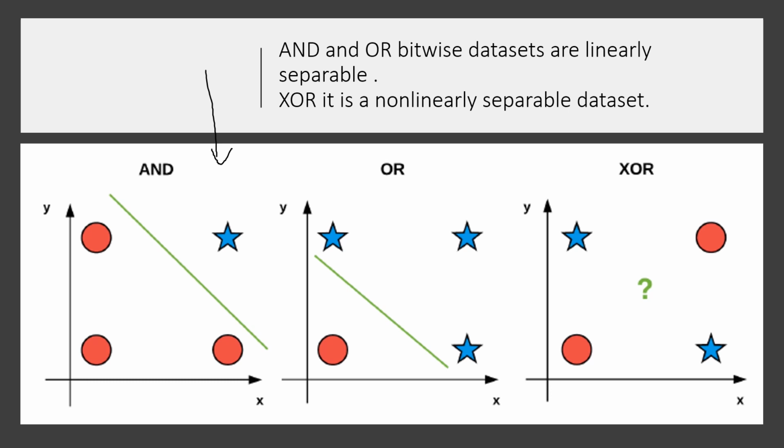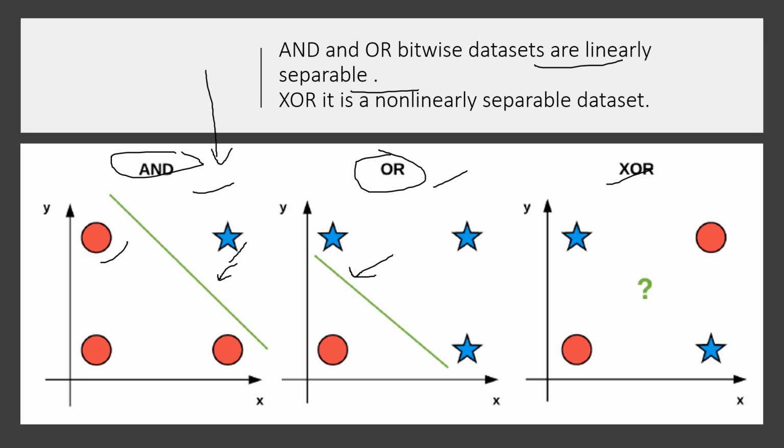If we plot and visualize AND or XOR values with red circles being 0 outputs and blue stars being 1 outputs, you will notice an interesting pattern. Both AND and OR bitwise datasets are linearly separable, meaning that we can draw a single green line in the data, whereas in XOR it is impossible to draw a single separable line which separates the two classes. Here you can see I have put a question mark instead of a linearly separable line.